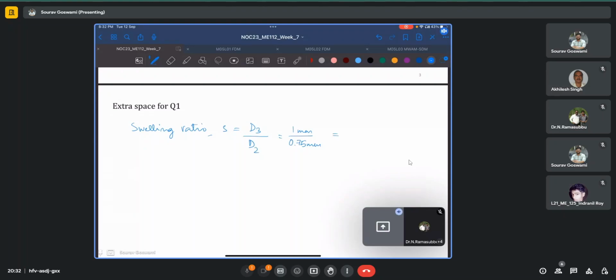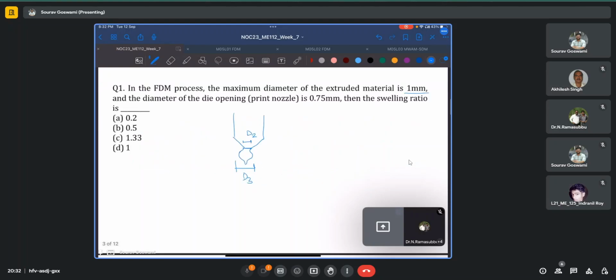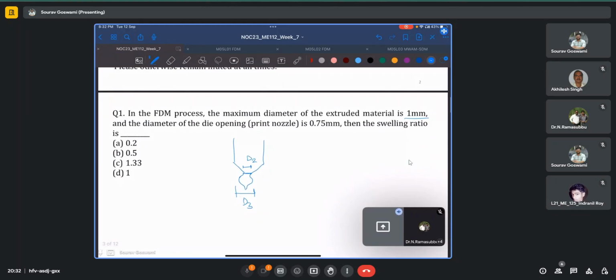So this would just be equal to 1 by 3 by 4, or 4 by 3. So 1.33 recurring. So option C is the right answer. Also see that some of the options are actually less than 1. So these may be encountered in the case of using carbon fibers or some ceramic based filaments.